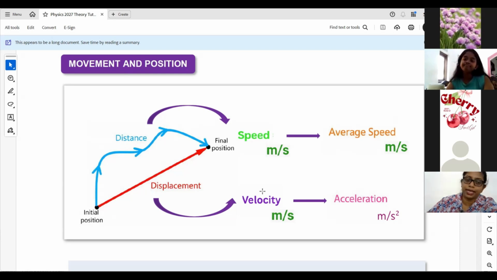Displacement means the shortest distance from one point to another. So when we are drawing a displacement like this, we have only one direction towards that, right? So it's a vector quantity.